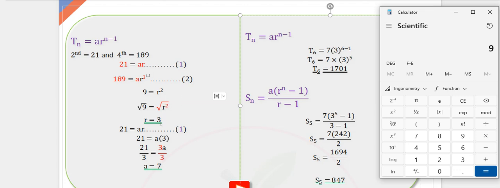So now that you've found the common ratio, which is 3, the next step is to find the first term. You can pick any of these equations. Personally, I picked 21 equals AR because that would be easier. So 21 equals AR. Replace R with 3 since you've already found the common ratio. So it is A times 3, which is 3A. Divide both sides by 3 because we want to make A the subject of the formula. So 21 divided by 3 is 7.